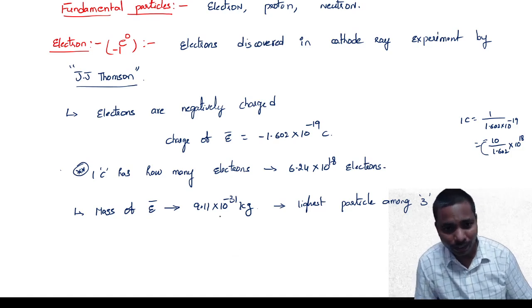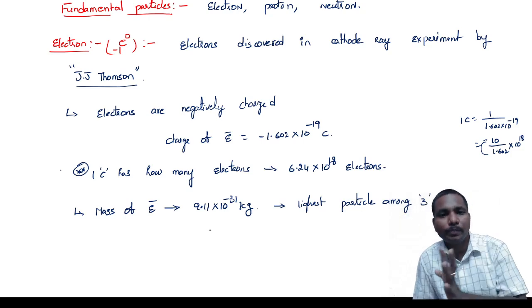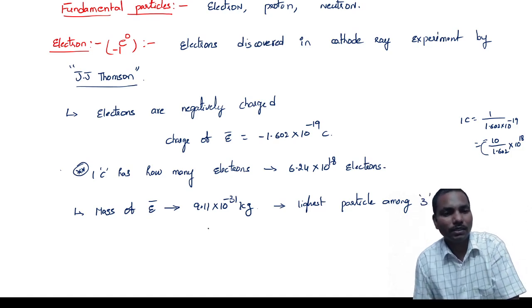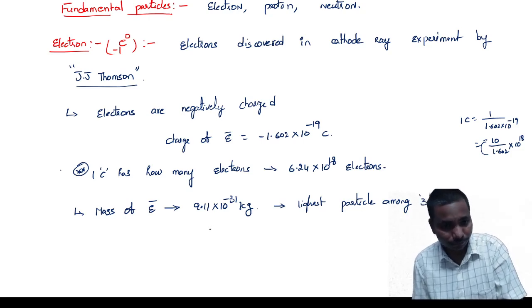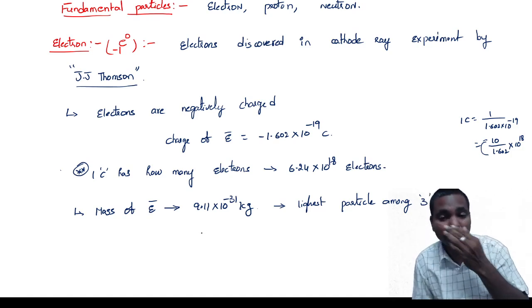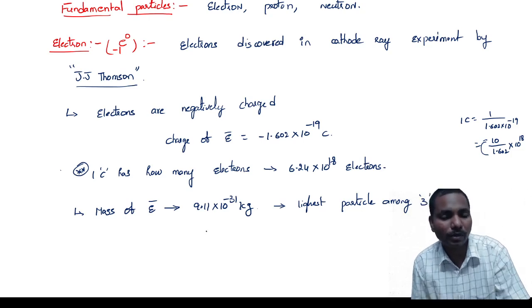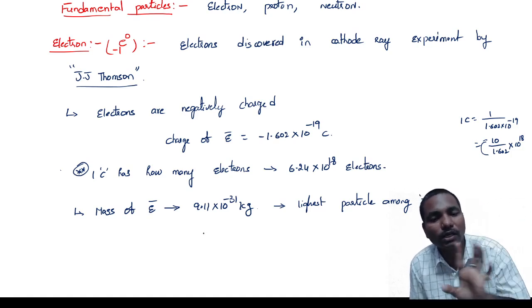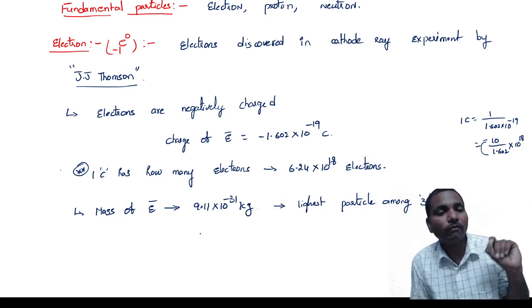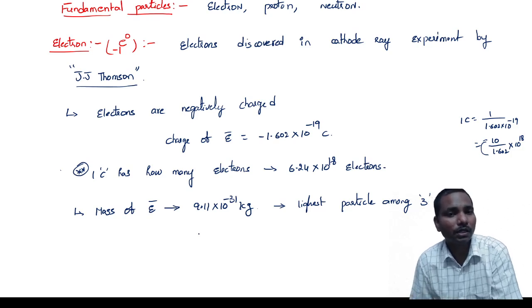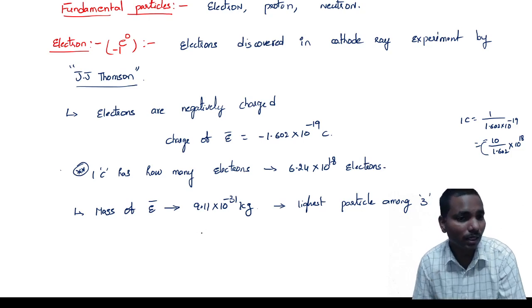The very important points here in the electron, all the points are very important. First one, who discovered the electron? J.J. Thomson. Charge of electron is negative, minus 1.602 into 10 power minus 19 coulomb. Another important question: 1 coulomb has how many electrons? And mass of the electron is also important. If asked which is the lightest particle among electron, proton, neutron, or all the above, electron is the answer.